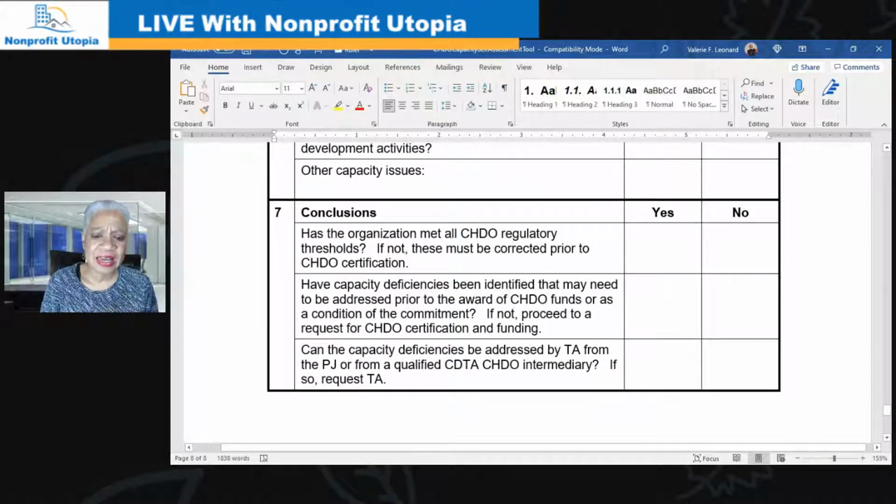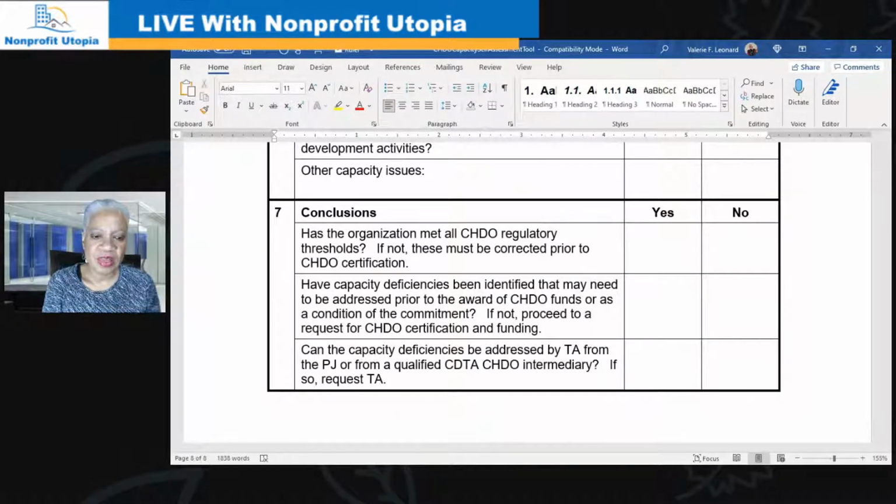And then finally, has the organization met all of the CHurl regulatory thresholds? And if not, these have to be corrected prior to certification. And this might be true in other areas too. So you want to make sure that you're in compliance with all of your filings as well. And whatever the other government agencies are asking you to do, you've got to make sure that you're in compliance with those.